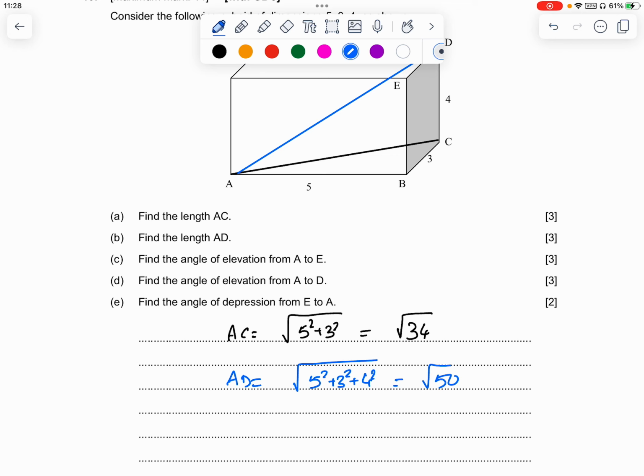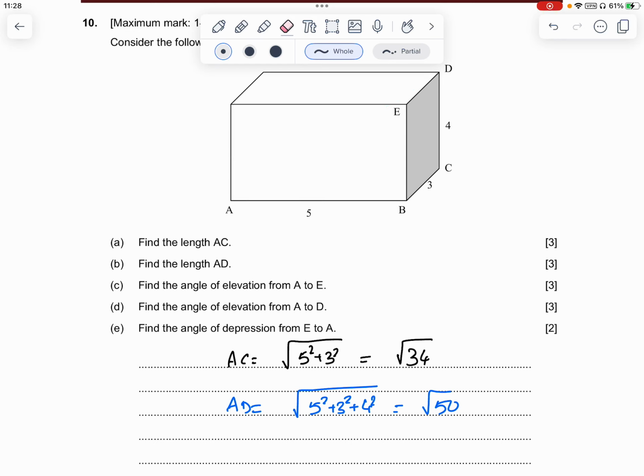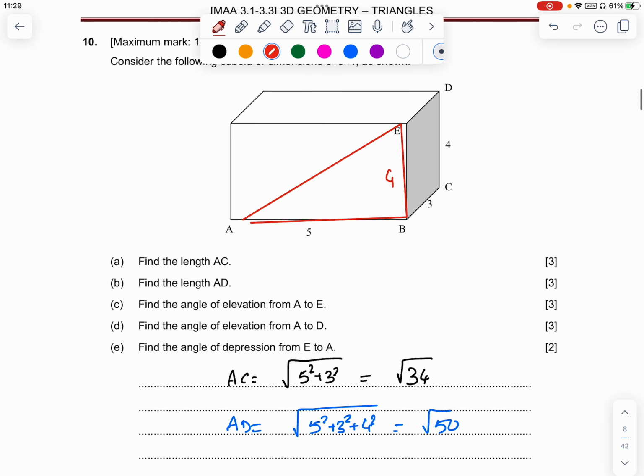Find the angle of elevation of A to E. So A to E. So this is going to be a right angle triangle. Opposite side is 4, adjacent side is 3. So I'm going to use tan. Tan EAB equals 4 upon 5. It implies EAB equals 38.7 degrees.